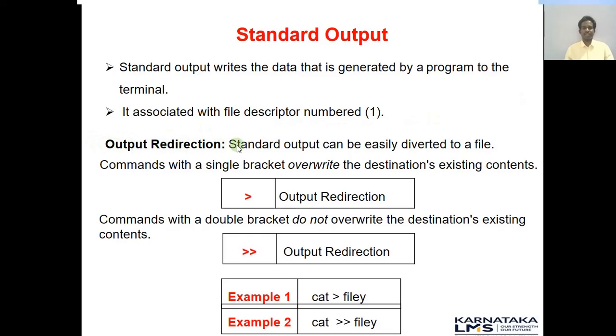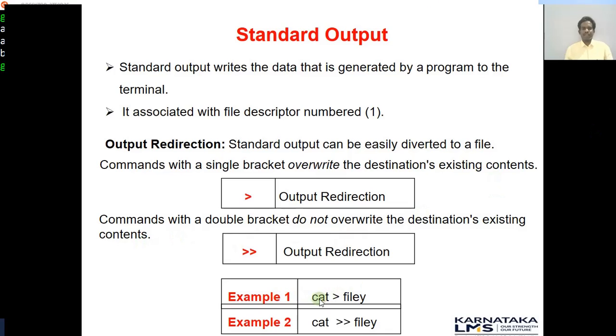Output redirection. Standard output can be easily diverted to a file. There are two output redirection operators: single greater than to overwrite the content of the file, and double greater than that does not overwrite the content of the file. That is, commands with a single bracket overwrite the destination's existing contents. Commands with a double bracket do not overwrite the destination's existing content.